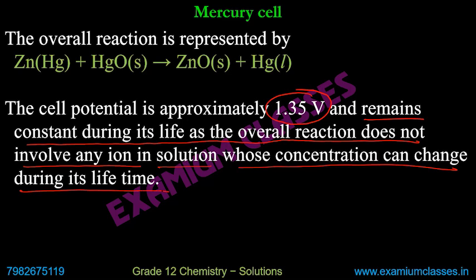Very important answer to a question. You will get a question: which type of dry cell has constant voltage and why? So there are two types of primary cells we are talking about, dry cell and mercury cell. Dry cell does not have constant voltage throughout its lifespan because when the reaction happens, the ions are involved there.